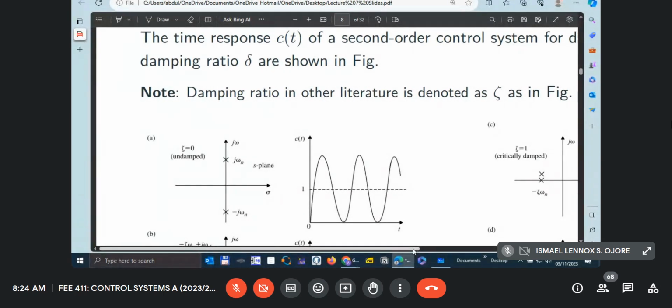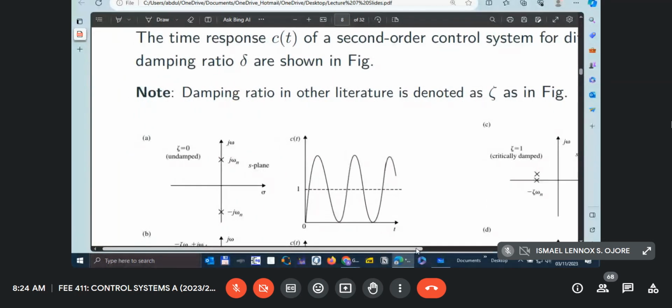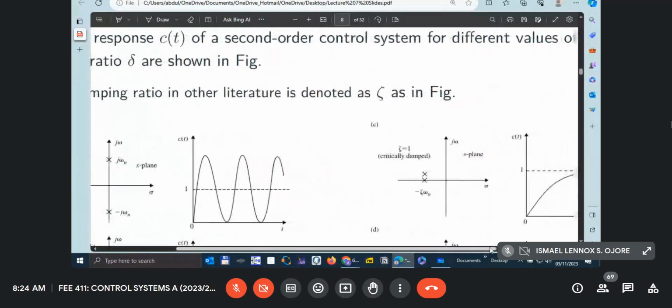For the critically damped system, another thing you should note for these slides is that most of these diagrams I got from a textbook, and they use zeta. Some books use zeta and some books use delta. So zeta and delta are what we call the damping ratio. Some books use zeta, and others, like what we are using, use delta. So when you see zeta in this diagram, these are actually the delta which we are talking about.